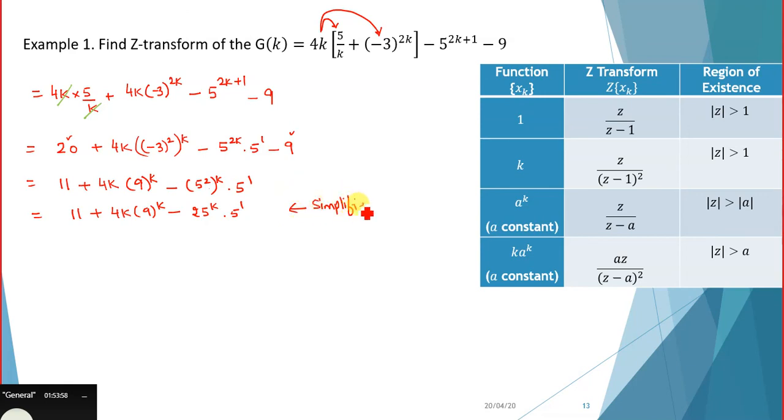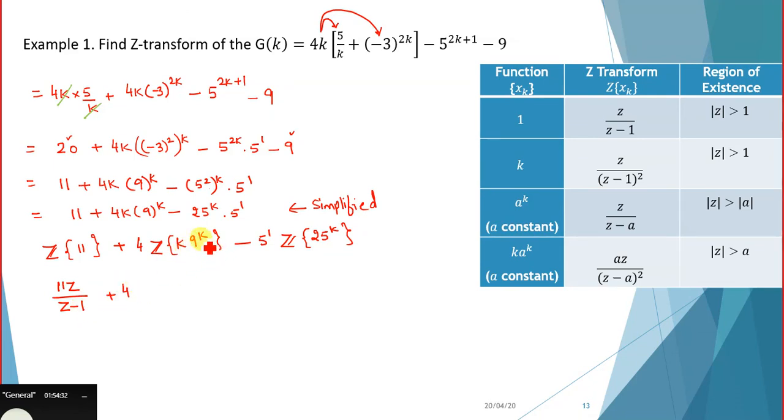Now we apply the Z transform. So Z transform of this is Z transform of 11 using the linearity property. Now 4 is a constant, take it outside. Z transform of k times 9 power k, minus 5 to the power 1 is a constant. Z transform of 25 to the power k. Apply it for 11. We will make use of the first rule. This gives you 11z over z minus 1 plus 4.